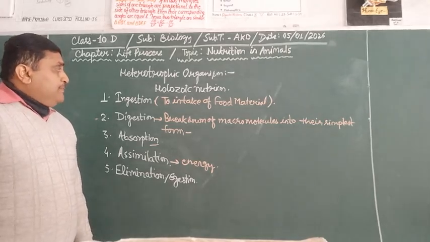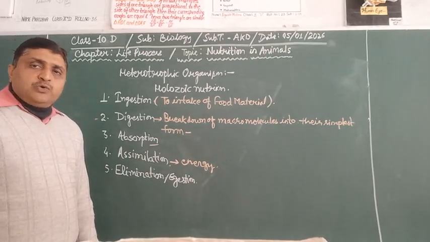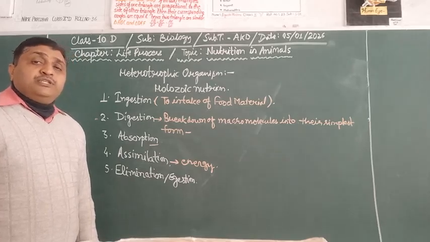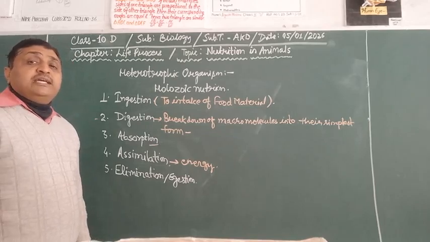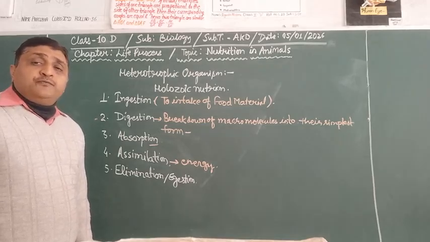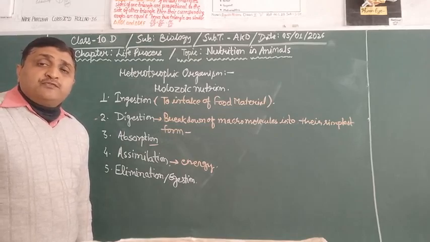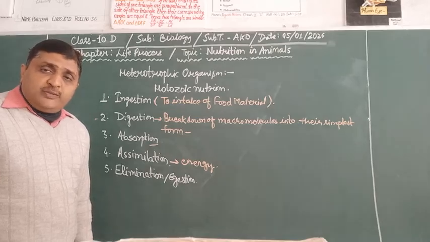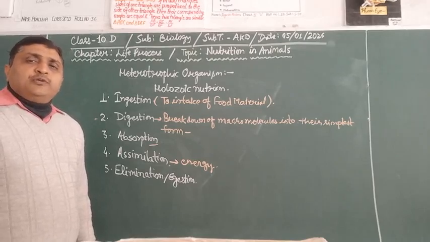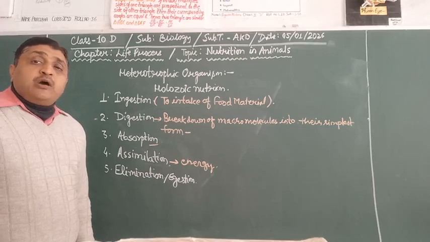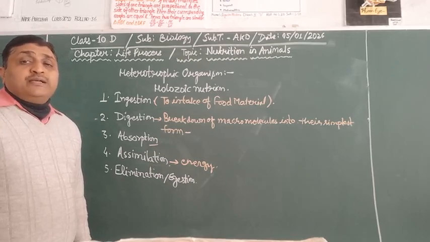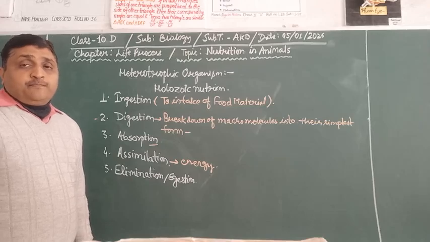So these are the 5 steps, and with the help of the 5 steps, holozoic nutrition takes place in the animal. The first step is the ingestion process, that means the intake of the food material. Second is the digestion process, in which the intake food material is broken down into its simplest form with the help of the digestive enzymes. After that there is the absorption. After digestion, the digested food material is absorbed into the blood, and from the blood it is absorbed by the different cells of the body.